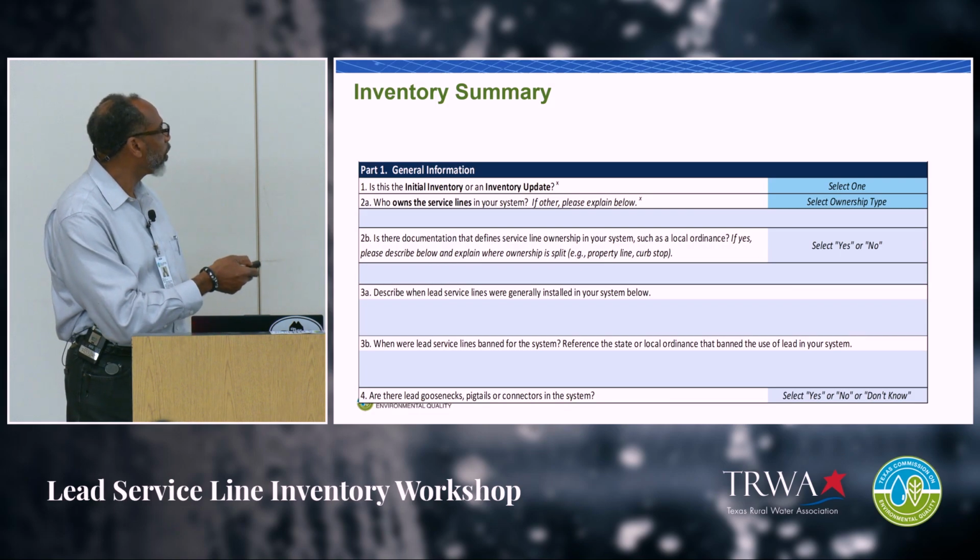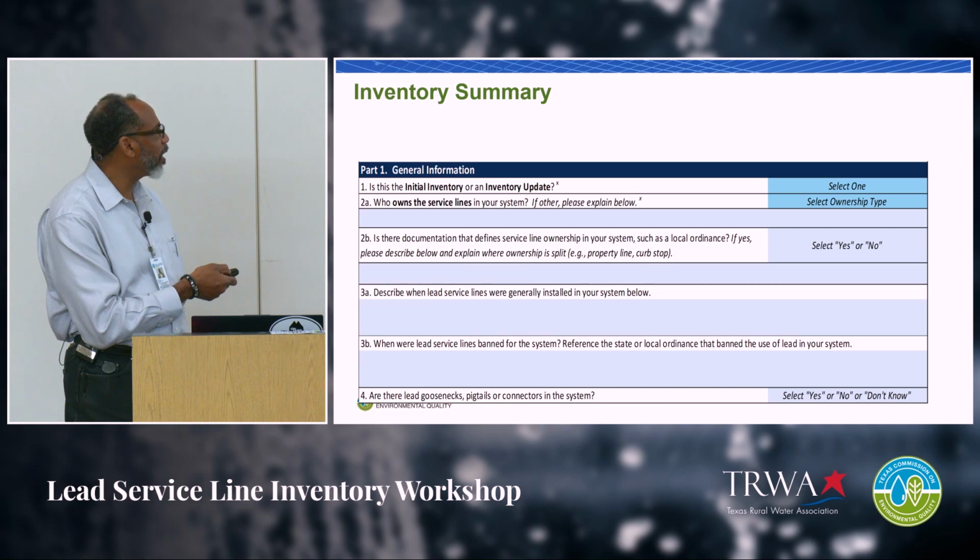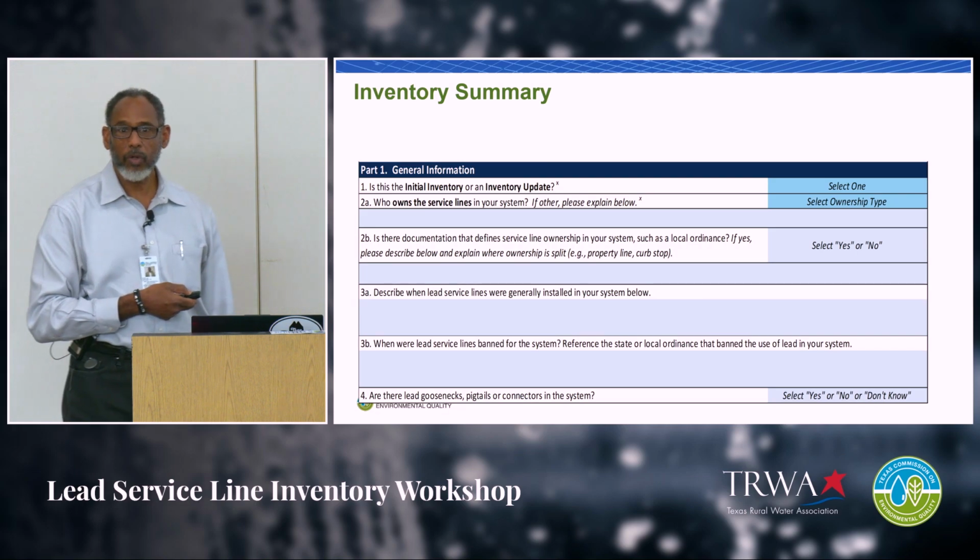Again, this will be your initial inventory, who owns the service line, so it'll be select the ownership type. Is there documentation that defines service line ownership? So you have local ordinances. That's typically going to be only cities. Water Supply Corporations have rules and regulations which may identify that. A district's going to have a rate order where that may be identified, policies and procedures, investor-owned utilities, but some local document that defines who owns the service line.